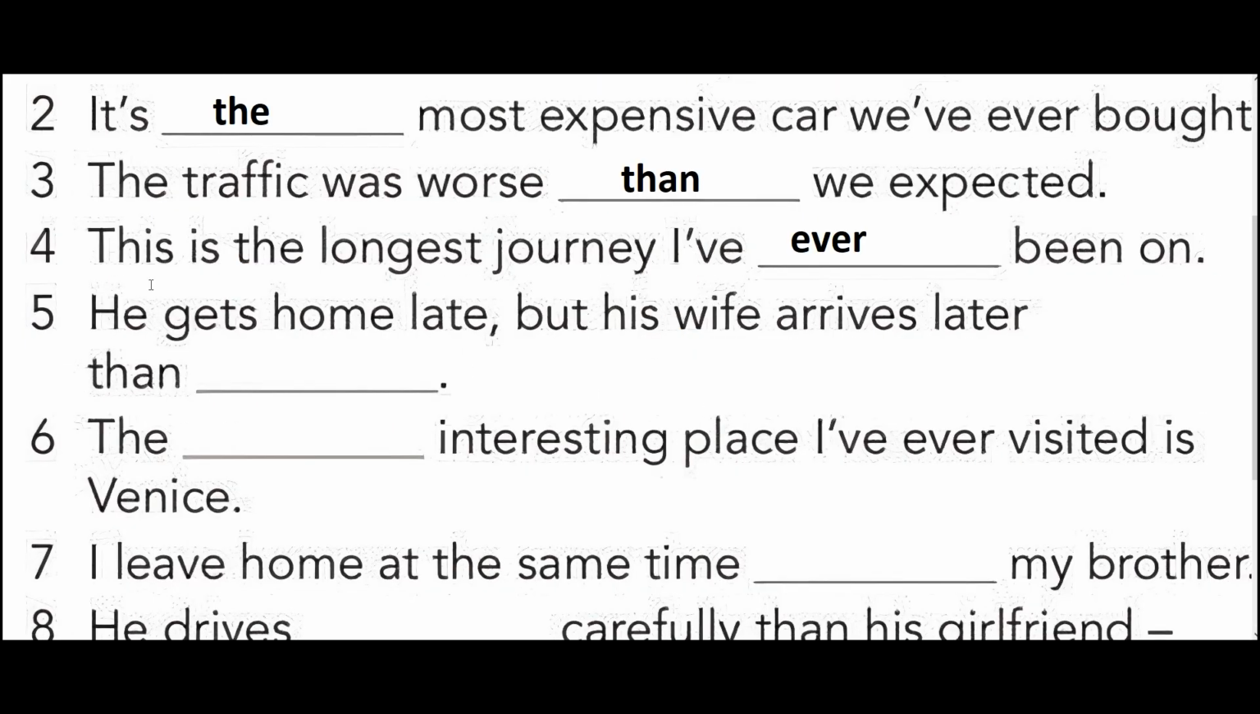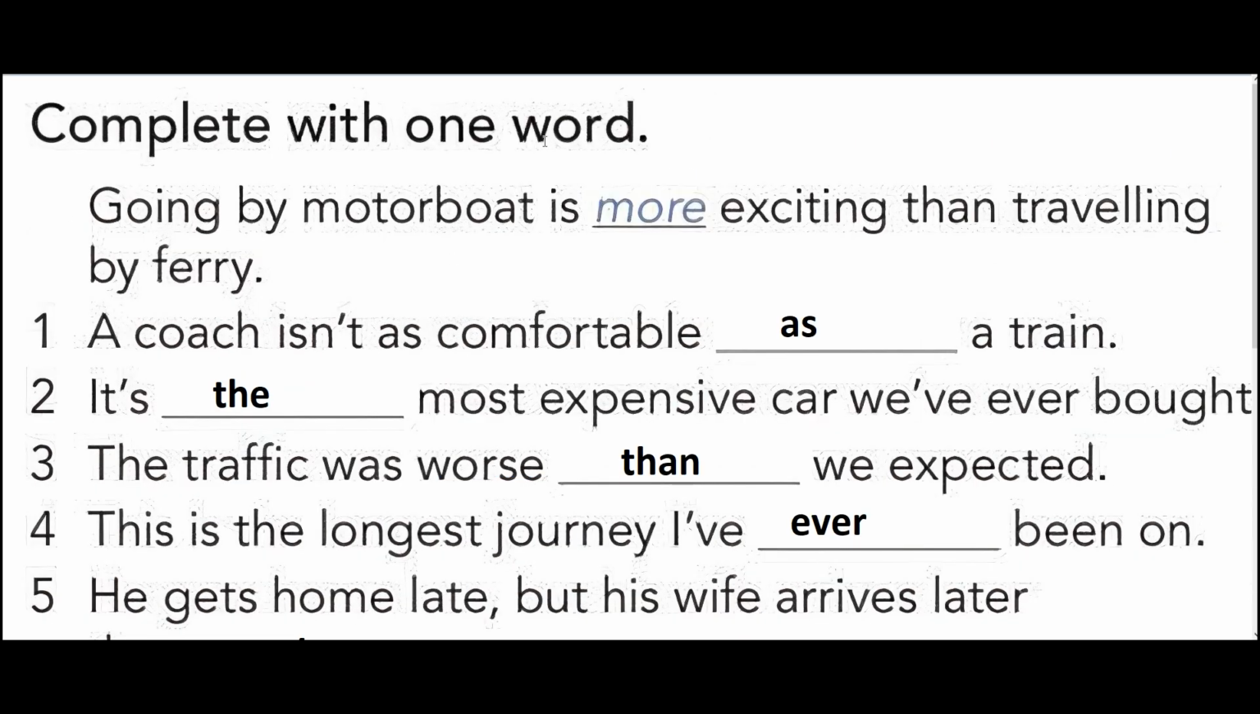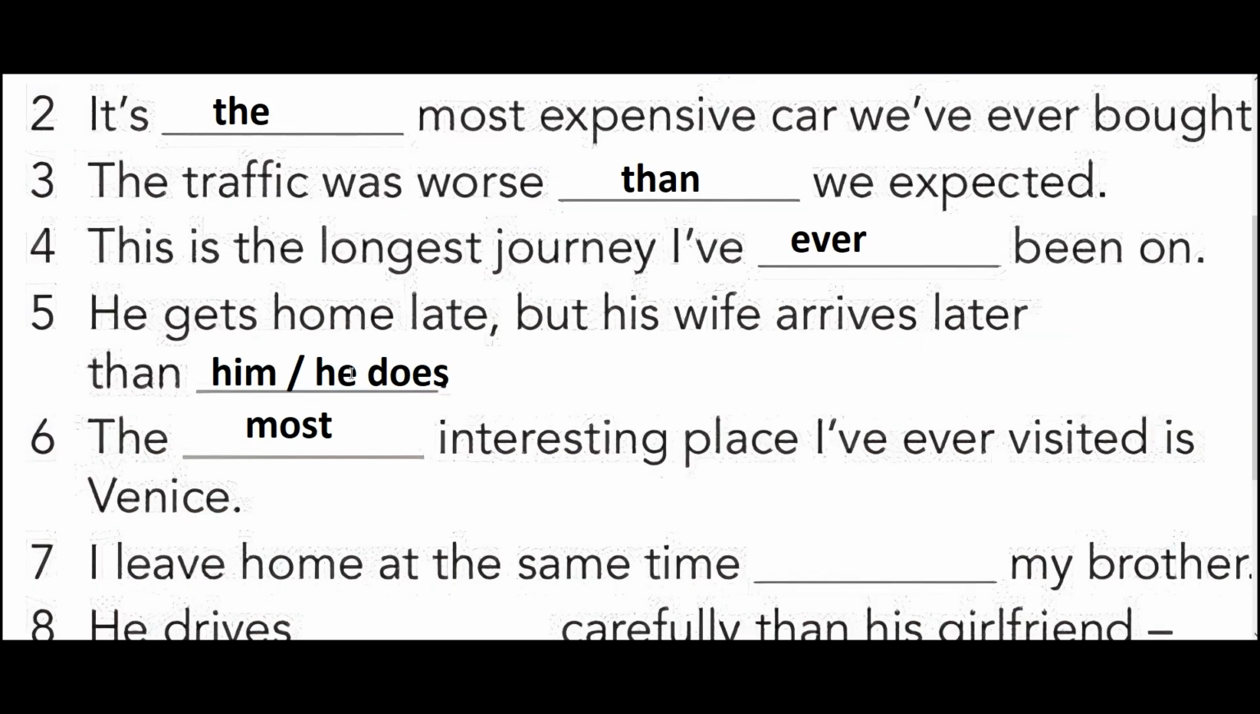Here's ever. He gets home late, but his wife arrives later than him or than he does. So you can use both. He gets home late, but his wife arrives later than him or than he does, because it's a kind of the present simple here. Next is, I'm sorry, complete with one word. Yes, so actually it's technically incorrect, so only him we can use here. But okay, I just showed you two ways.